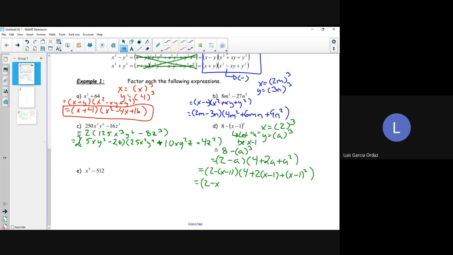2 minus x plus 1 times 4 plus 2x minus 2 plus x squared minus 2x plus 1. The two x's cancel each other out. So all we're left with is (3 minus x) times (x squared plus 3).